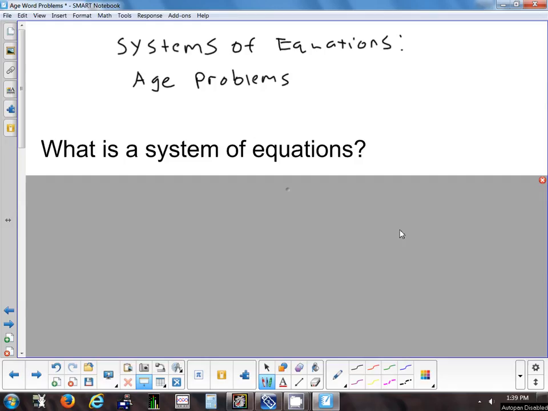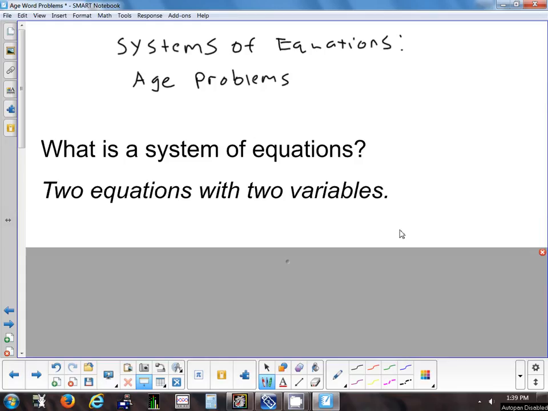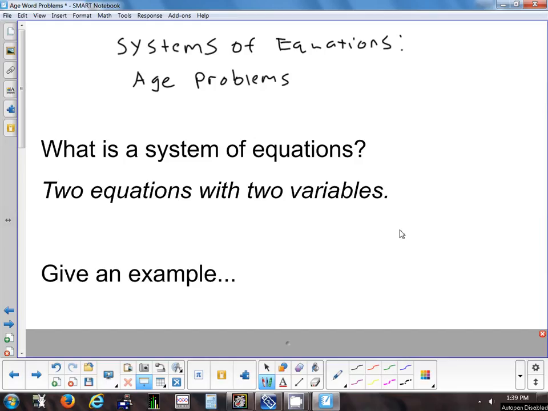All right, so somebody remind me first, what is a system of equations versus just an equation? What's the difference? Josh? There's 2 of them. Right? Can you give me an example of a system of equations? All right, so y equals 3x plus 2. That's an equation.